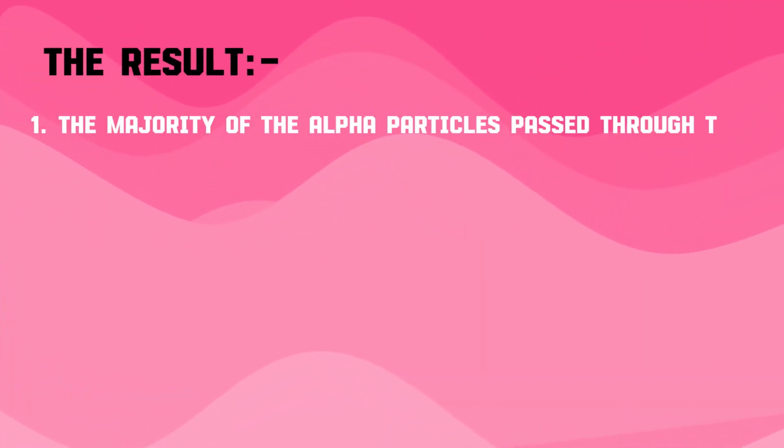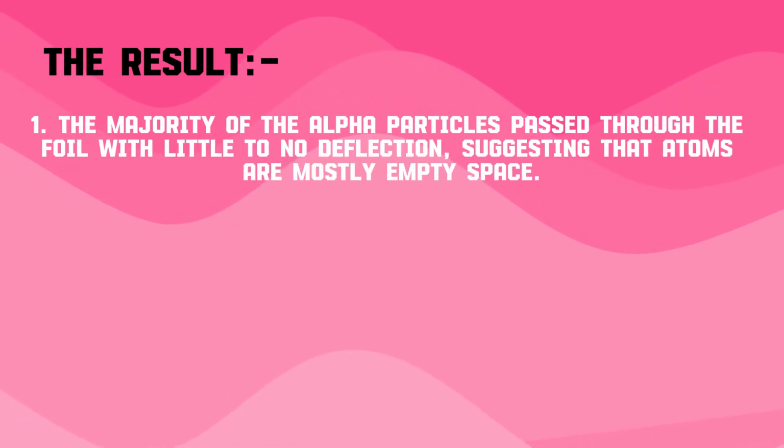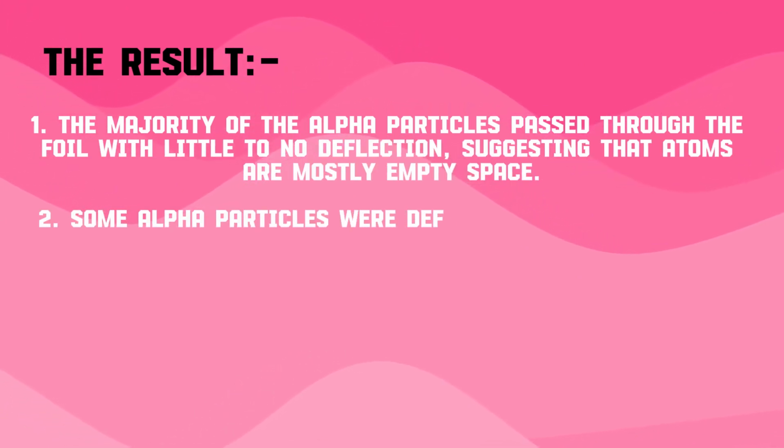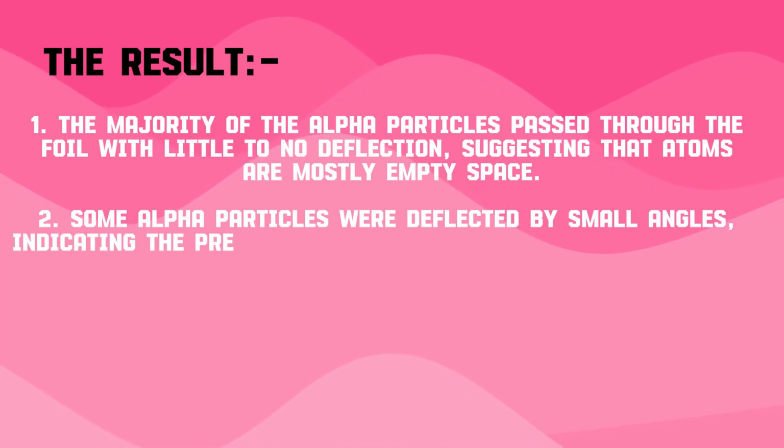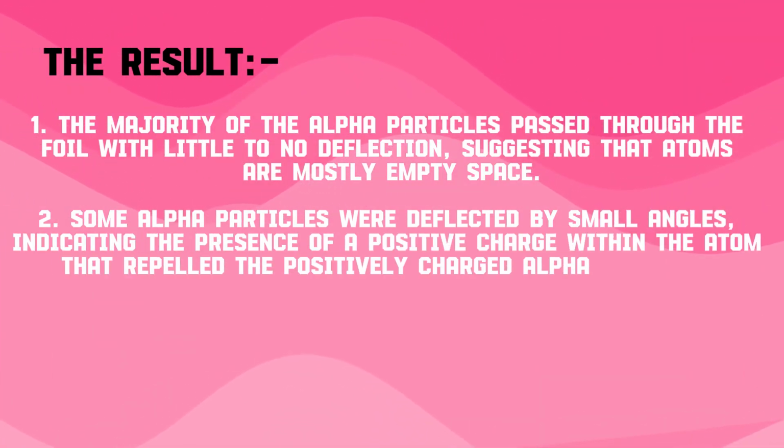Let's see the results of the experiment. The majority of the alpha particles passed through the foil with little to no deflection, suggesting that atoms are mostly empty space. Some alpha particles were deflected by small angles, indicating the presence of a positive charge within the atom that repelled the positively charged alpha particles.